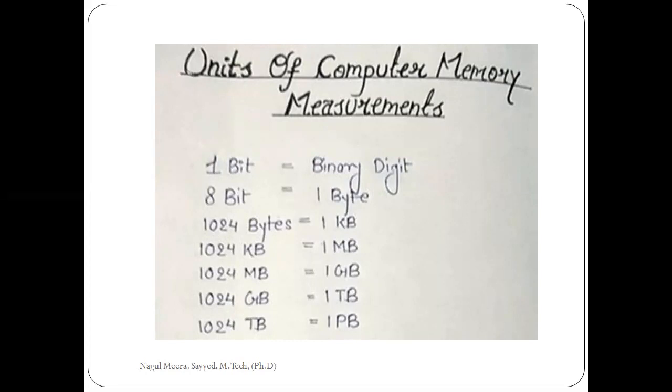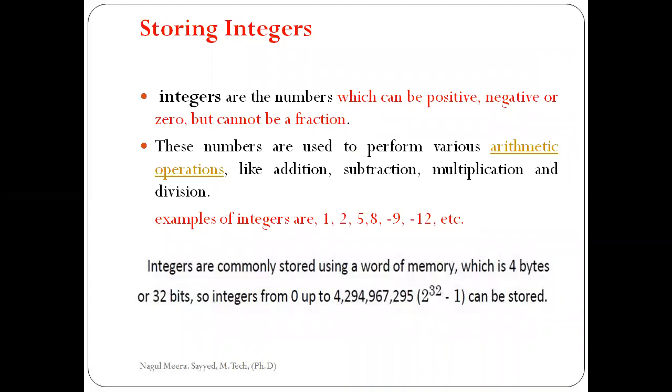Now, coming to our topic, storing integers. What is the meaning of integer? Here, an integer is a number that may be positive, negative, or zero, but cannot be a fraction. So simply, in the computer, numbers are stored. Which type of number? It may be a positive number, a negative number, or a zero, but not a fraction.